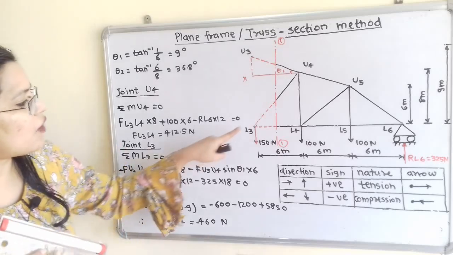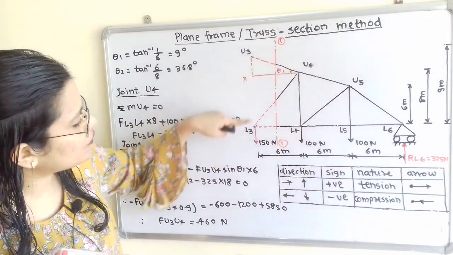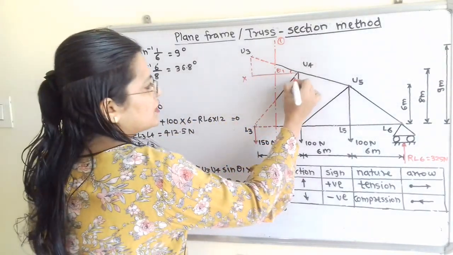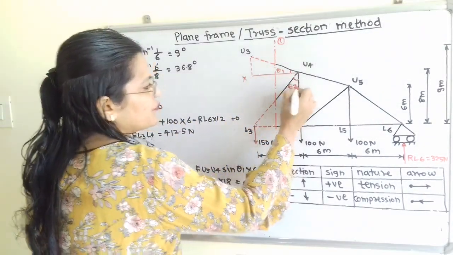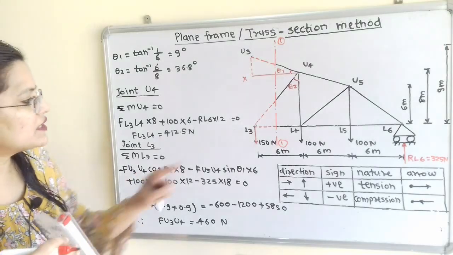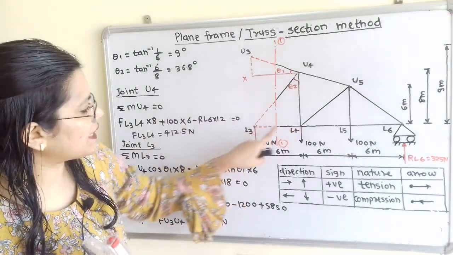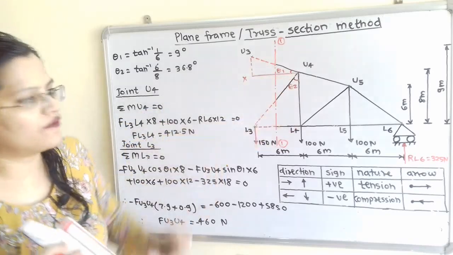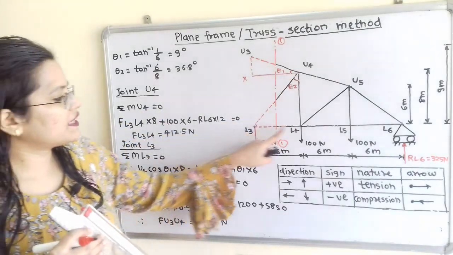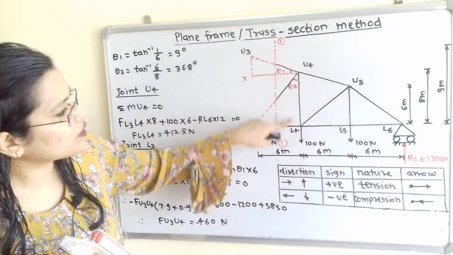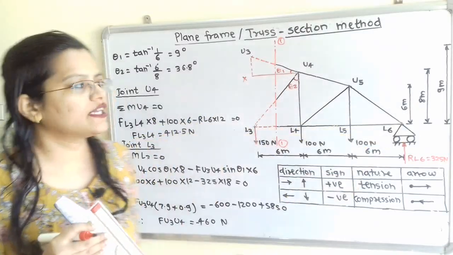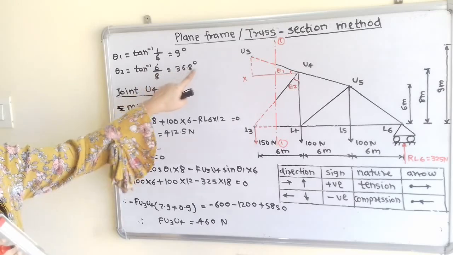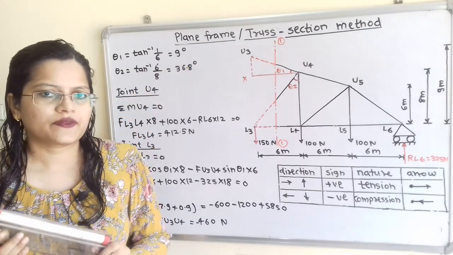Now we will find the inclination of U4L3 with the vertical line. For that I will mention angle theta2. So tan of theta2 is equal to the opposite side L3L4 divided by U4L4. L3L4 is 6 and U4L4 is 8, that is the height. So tan inverse of 6 by 8 is equal to 36.8 degree.